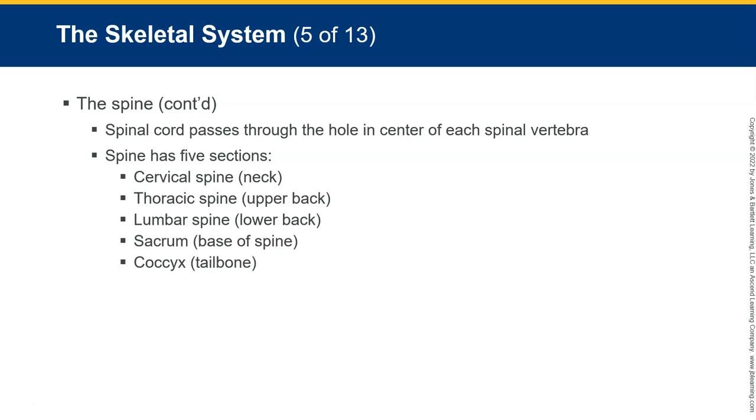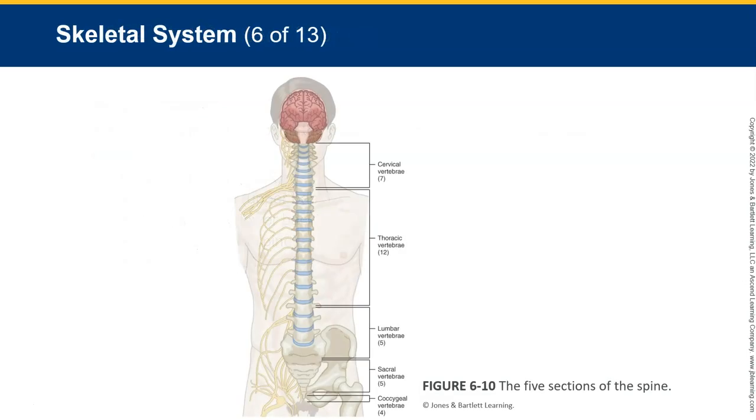Now, the spine has 5 sections, and you see it listed. So cervical, thoracic, lumbar, sacrum, coccyx, a lot of different sections. Here's kind of what we're talking about. As you see them listed, the 5 sections of the spine: 7, 12, 5, 5, and 4. That's what we're talking about in A and P and stuff.